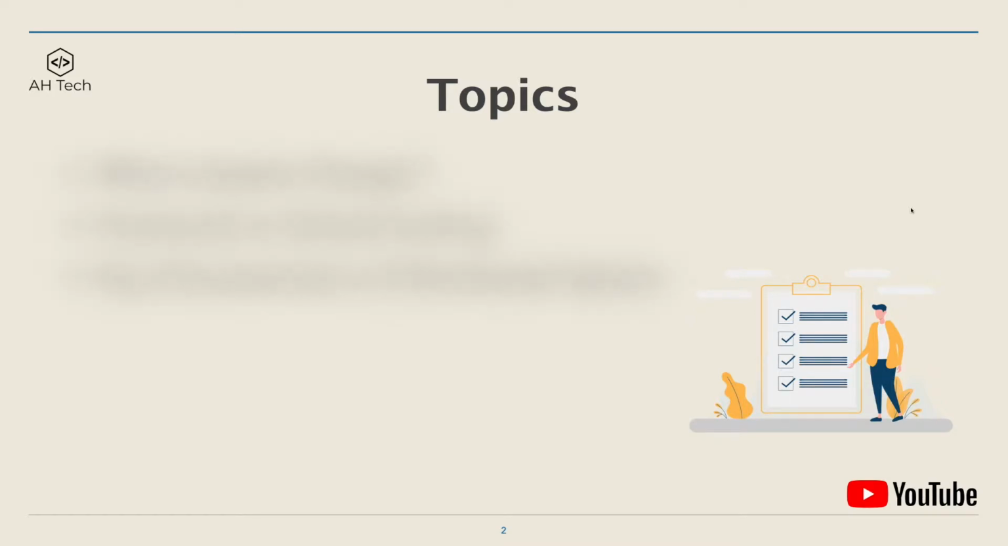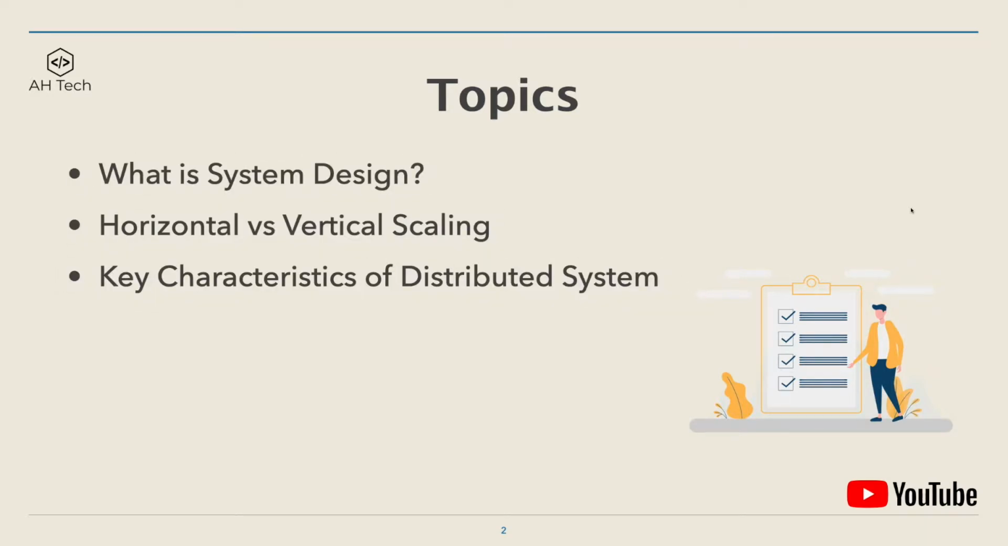The topics that will be covered today: first, we will answer the question, what is system design? Why and how should we design a system? And next are the two main ways of designing and scaling the system, which are horizontal and vertical scaling. And last, we will talk about the four key characteristics that we should keep in mind when designing a distributed system.